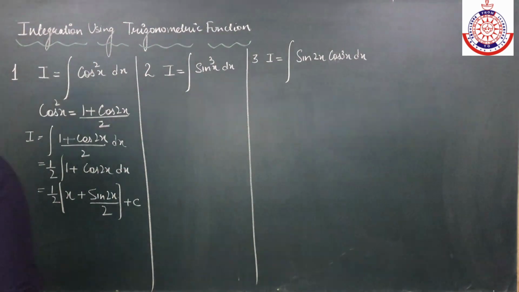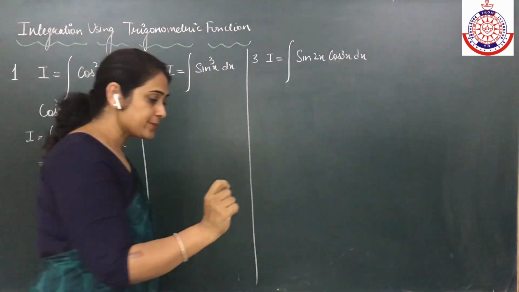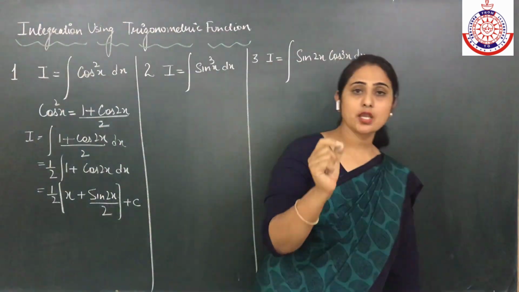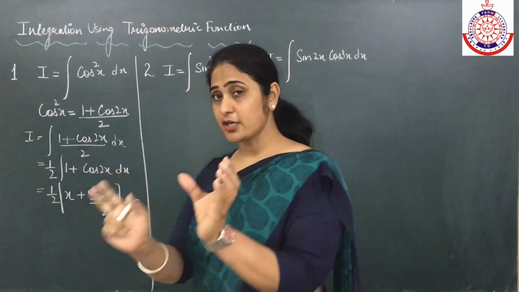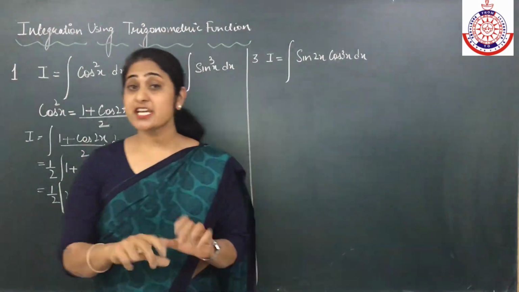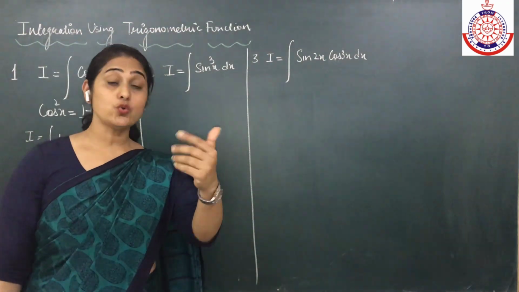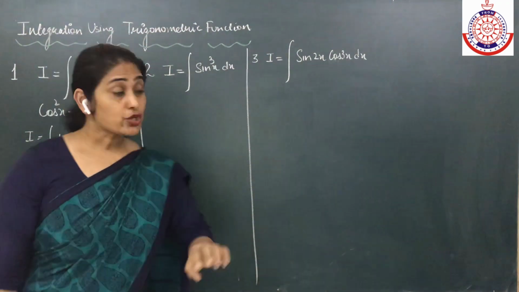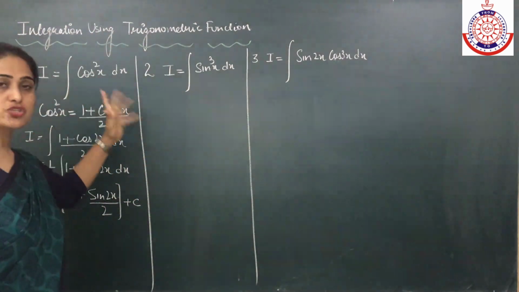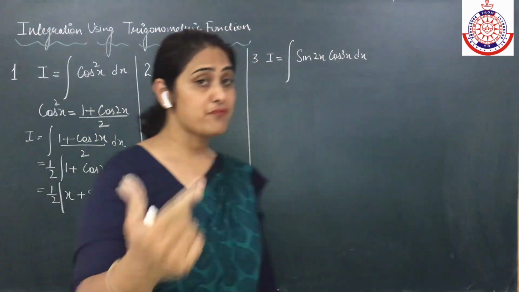Clear to everyone? Now, what is the point? I have to convert the question into that particular form whose integration I know, because you can only integrate a function whose formula we know. So your target is, you can't just integrate cos square directly. You have to convert it into some other function.